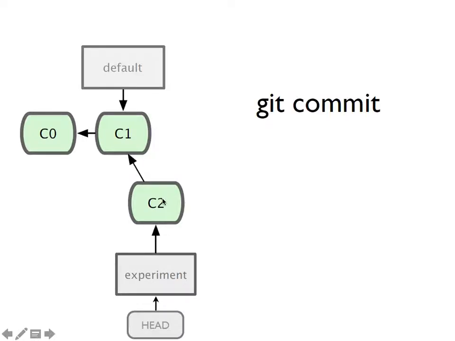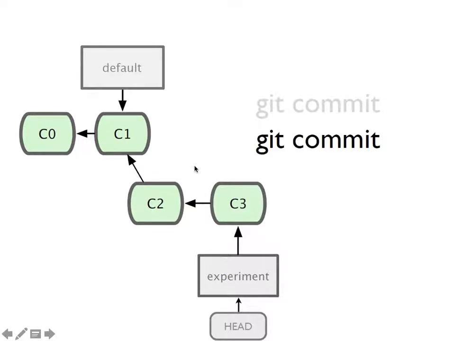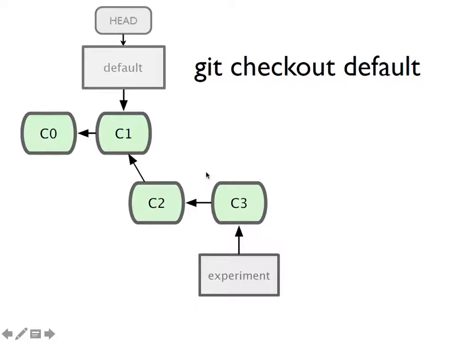I can do some code. Now I do a git commit, and I've got a new version of my code because the version after my edits is different from what I checked out. I can do another set of edits, do some more commits, and then if I want to go back to the old version, I just do a git checkout default, and now the head, which is what I'm working on, is over here.